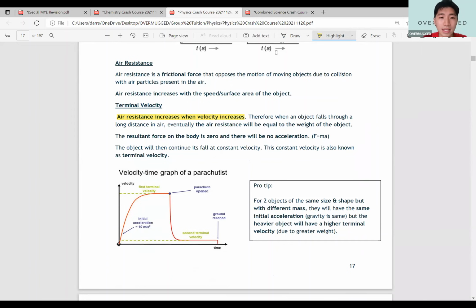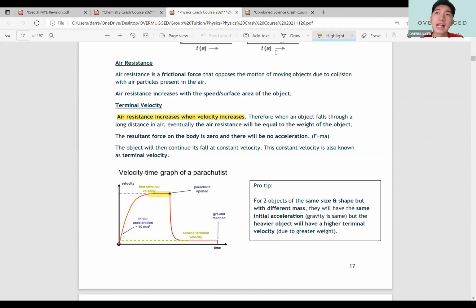Like I told you, what are the keywords you need to write in your exam? Firstly, terminal velocity is a situation whereby your speed doesn't increase. Terminal means it stops there. So the speed maintains. How do we achieve terminal velocity? When we travel faster, we experience more air resistance.